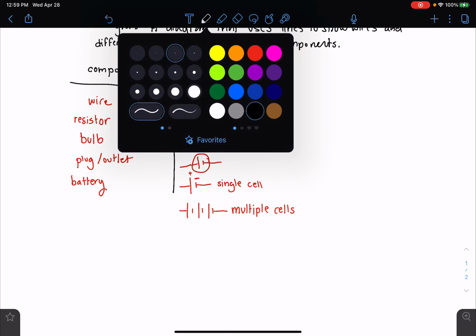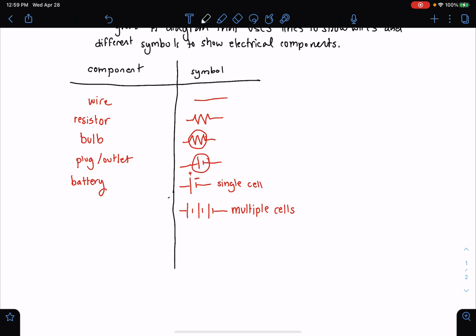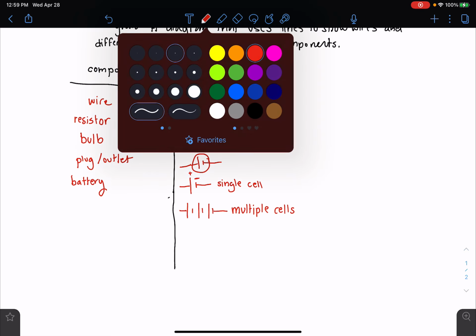Okay, make my table a little bit bigger here. Almost done. Just a few more.